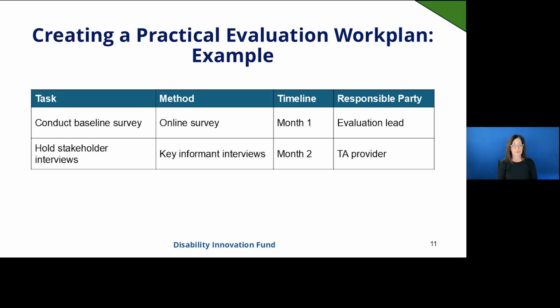As an example, for column 1, it states the tasks. Conduct a baseline survey. Column 2 states the methods. Online survey. Column 3 states the timeline. Month 1. Column 4 states a responsible party. Evaluation lead.